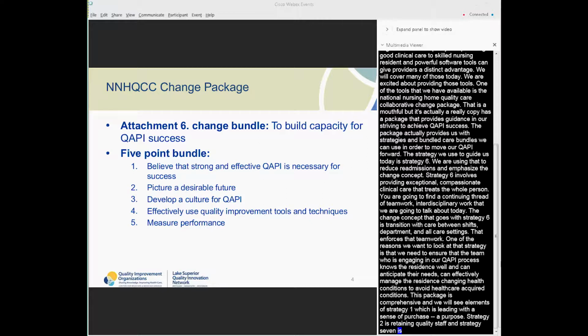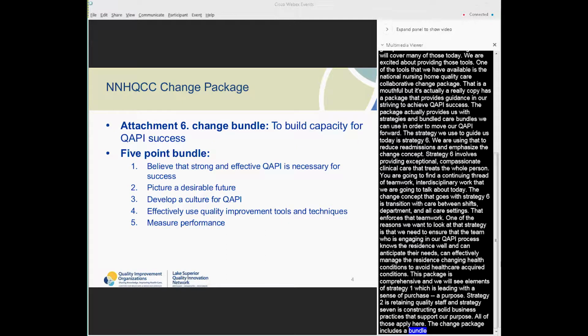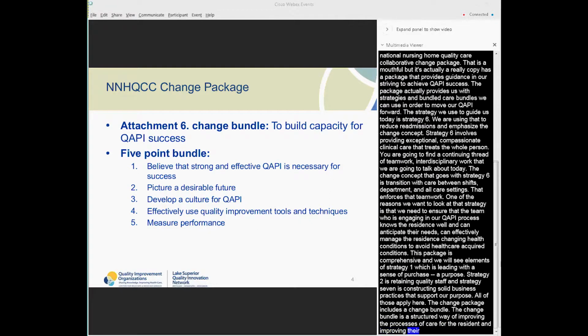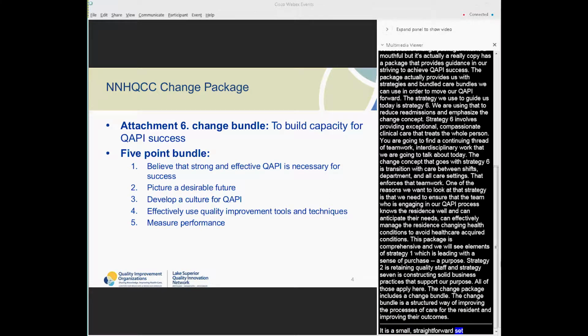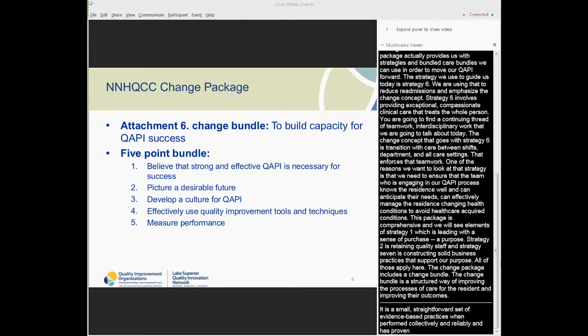So the change package includes what's called a change bundle. The change bundle is a structured way of improving the processes of care for the resident and improving their outcomes. It's a small, straightforward set of evidence-based practices that, when performed collectively and reliably, has proven to improve outcomes. This is taken again from that change package item that is available to you through the QAPI website.